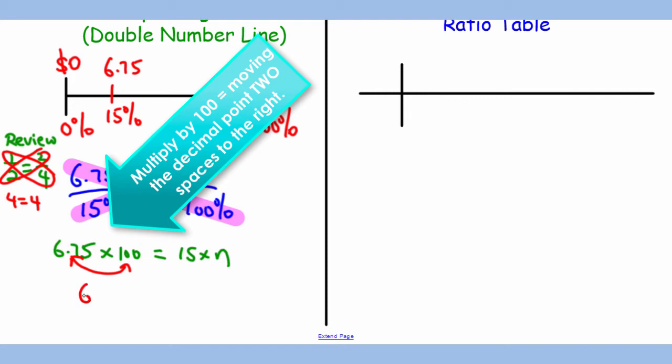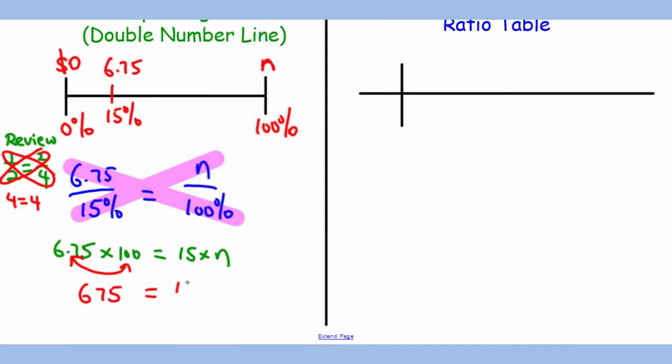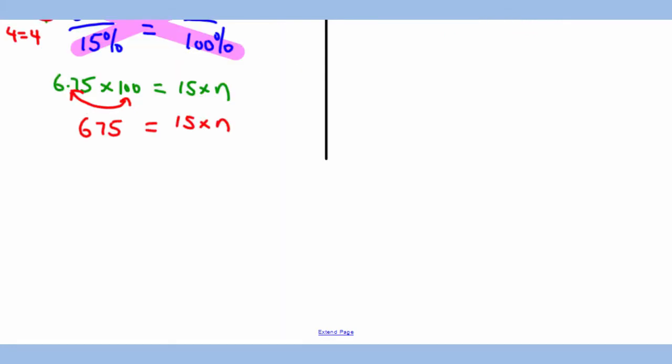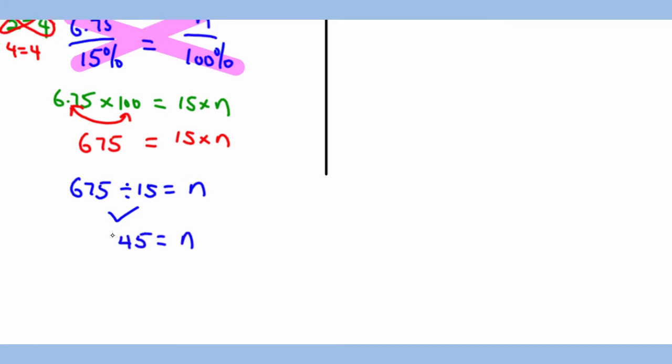So it will give you 675 equals 15 times N. Using our fact family, I can also rewrite this question as 675 divided by 15 equals N. And if you do this using long division or on the calculator, it will give you 45 as our final answer. So 100%, which is what we're looking for, will be $45.